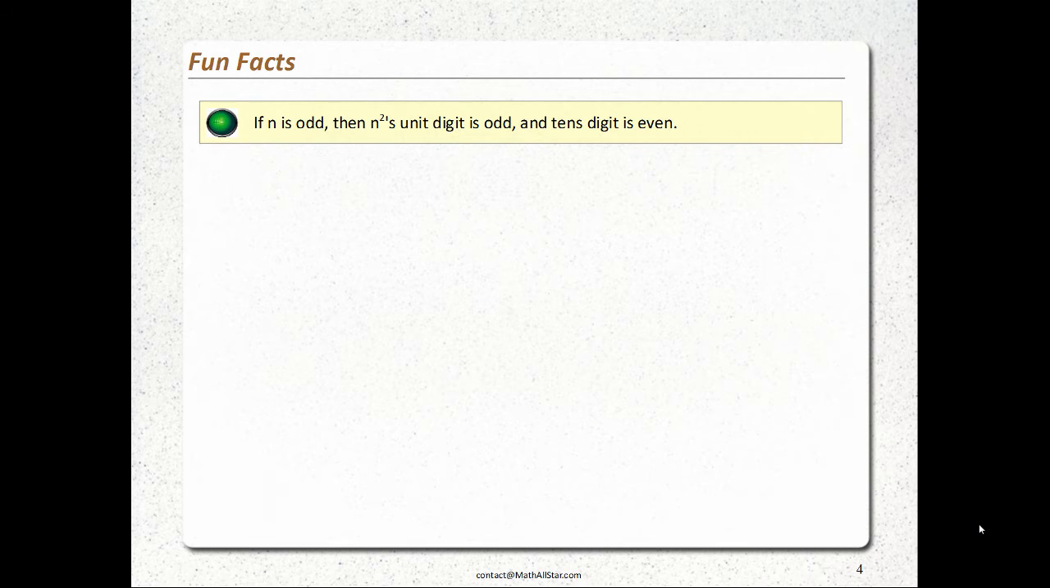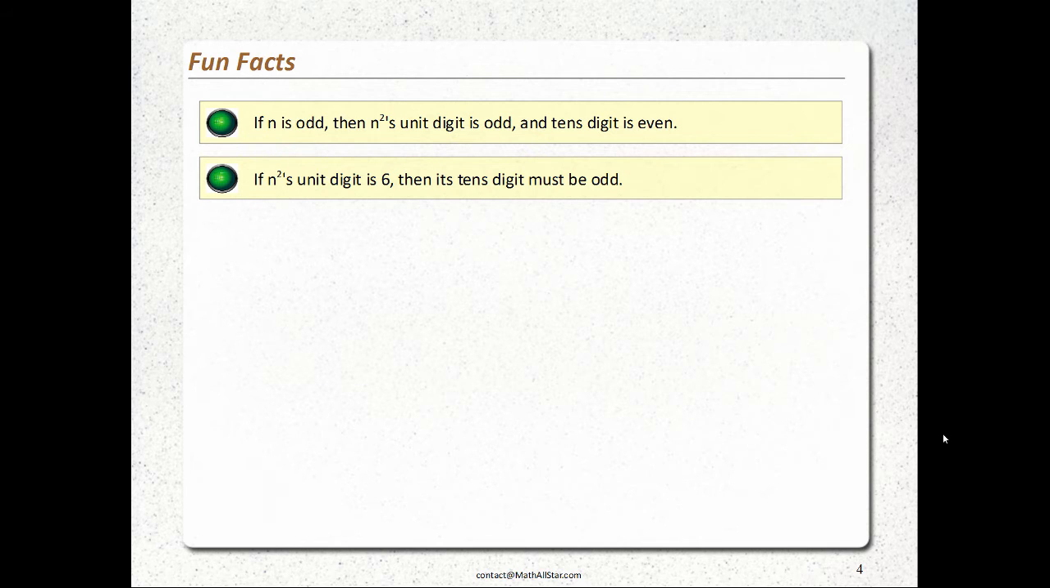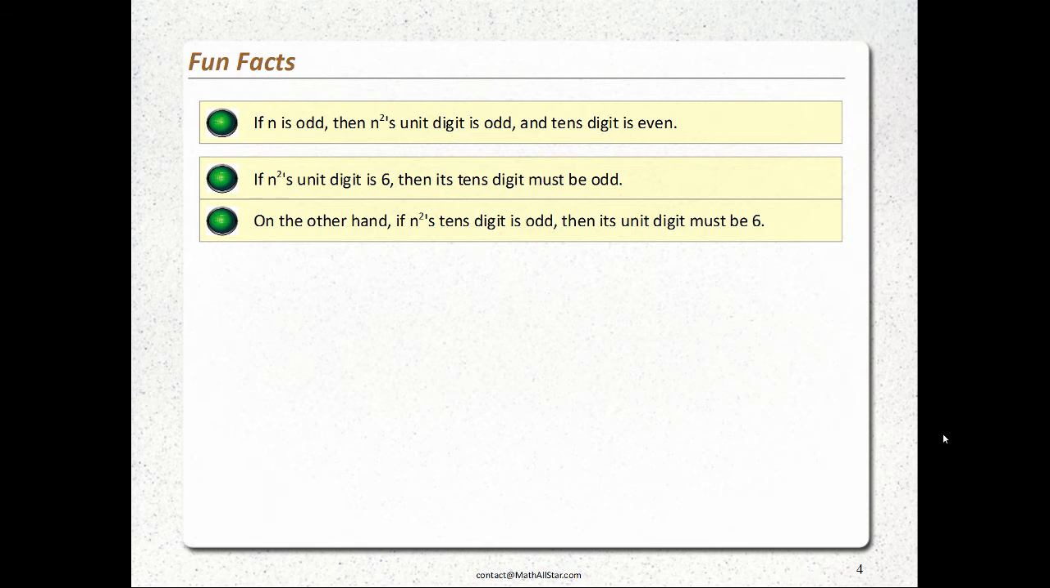In fact, we can extend the previous example to the following fun facts about a square number. First, if n is odd, then n squared must end with an odd digit. This is obvious, but more interestingly, we can assert its 10th digit must be even. Second, if n squared ends with 6, then its 10th digit must be odd. On the other hand, if n squared's 10th digit is odd, then its unit digit must be 6. In fact, the previous example is a special case of this fun fact. Do you see it?